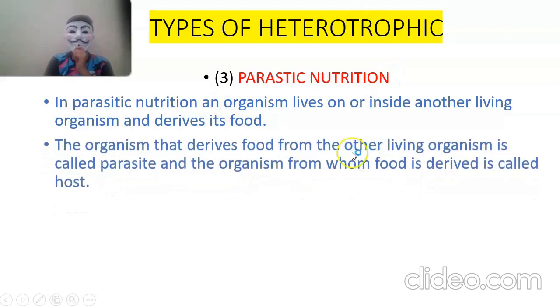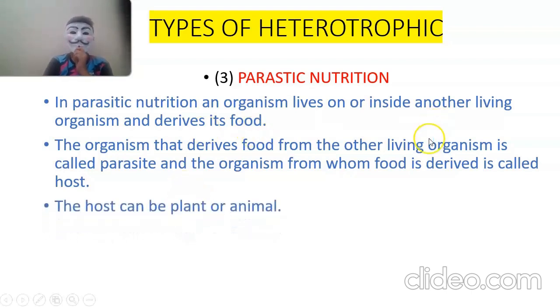The organism that derives food from another living organism is called a parasite, and the organism from whom food is derived is called the host. So lice, which stay on our head: we are the host because it stays on our head, in my hair. And the lice, the living organism, is called the parasite. The host can be a plant or an animal; in rare cases plants, but mostly animals, like insects, lice, bugs, and mosquitoes.